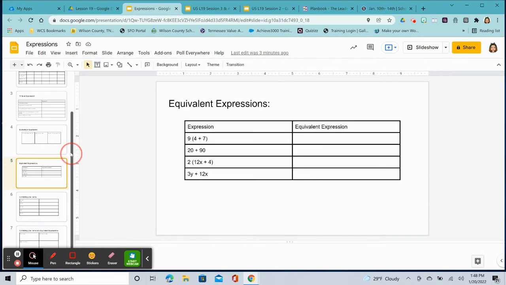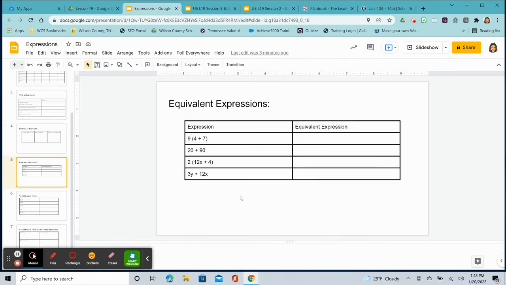Now, what we've talked about this week, the new things we've talked about, is equivalent expressions. So before we left for winter break, we started talking about distributive property and how to create equivalent expressions using distributive property, which is what this is. And so we have a 9 being multiplied by this sum. Well, when you have that, this is distributive property. Sometimes you'll see addition here, sometimes you'll see subtraction.